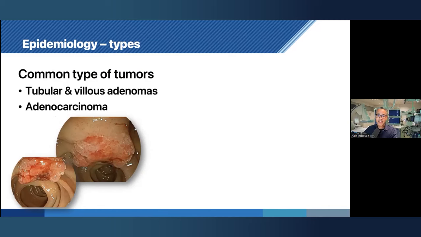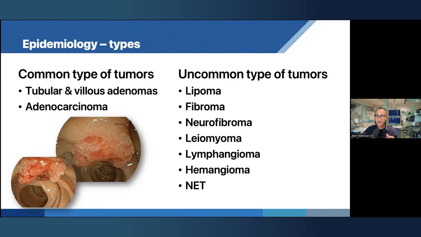Now, you will usually encounter the tubulovillous variant of these adenomas. In some instances, when they're already an adenocarcinoma, as you can see here in the pictures below. And obviously, you cannot resect those because you will not be radical. Other types of ampullary tumors may involve lipomas, fibromas, variants of those. And in some instances, you may even encounter a neuroendocrine tumor. We'll hear from Marcus if you can also resect those.